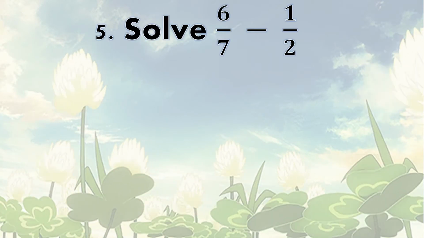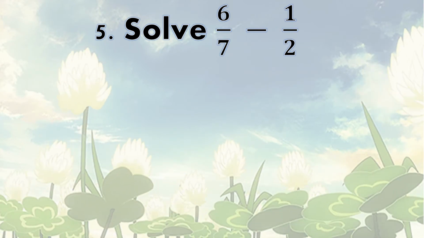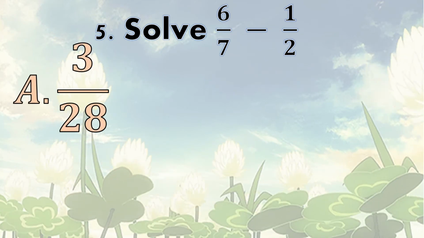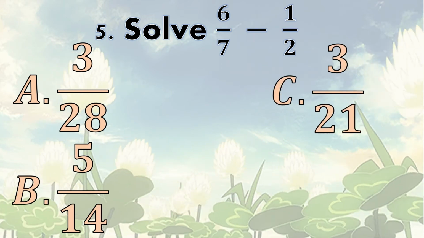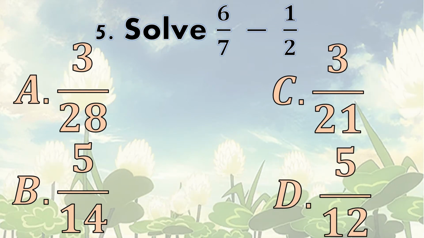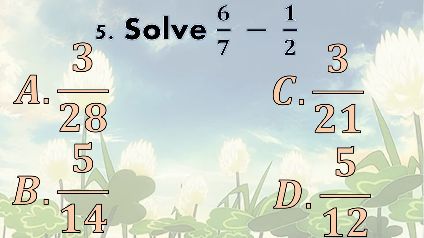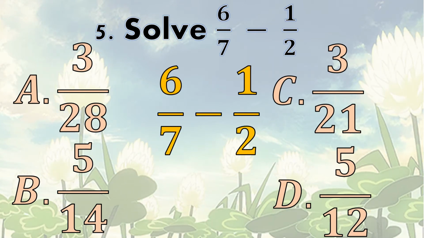Okay, so let's have the last number, to solve different denominator: 6/7 minus 1 half. So is it A, 3 over 28, B, 5 over 14, C, 3 over 21, or letter D, 5 over 12? Okay, that's correct. It's letter B.